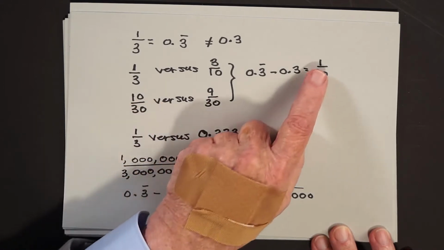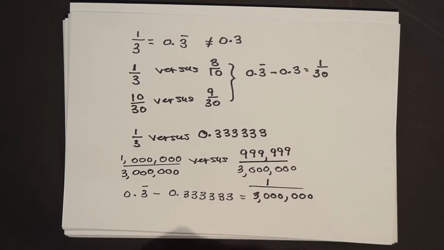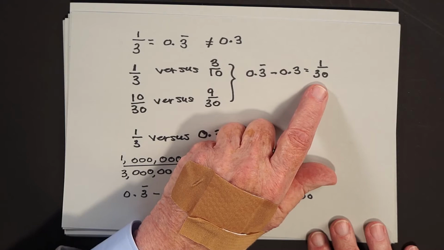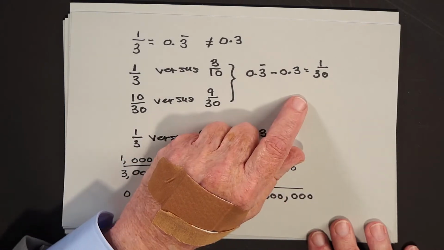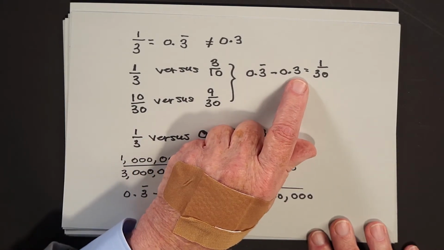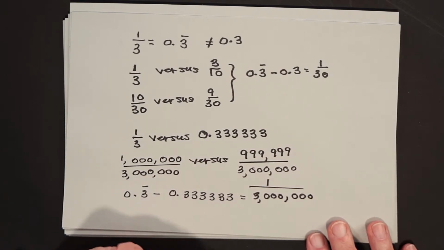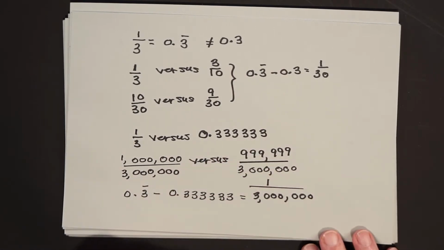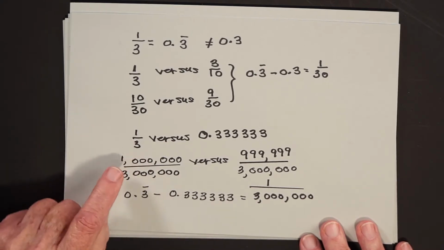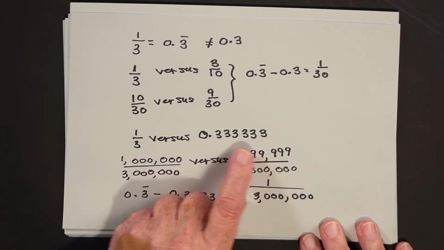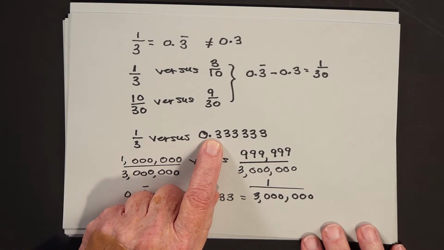9 from 10 is 1, so 1 part in 30. It means if you could only measure to the nearest tenth of an inch, say, you wouldn't see the difference between 0.3 and 0.3 bar. Guy says, yeah, but what if I could measure to 6 decimal place accuracy? Okay, if this is 6 digits, what fraction would this be?